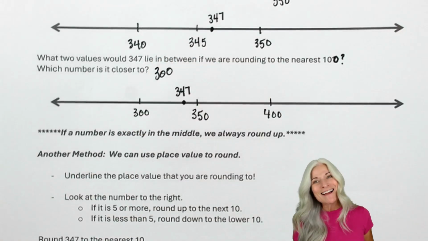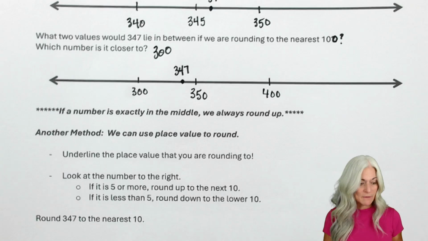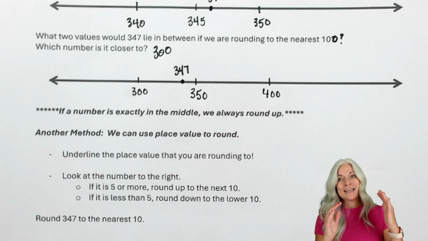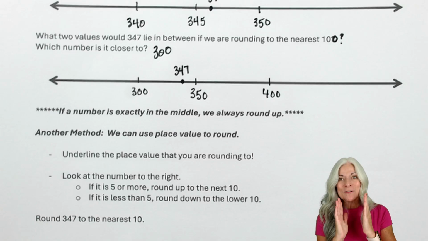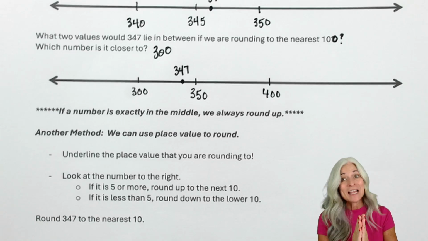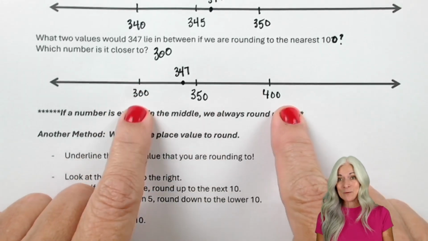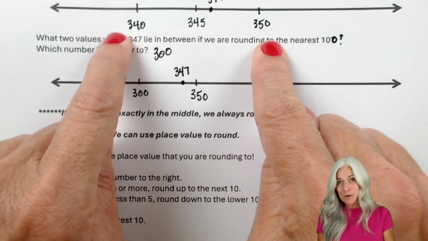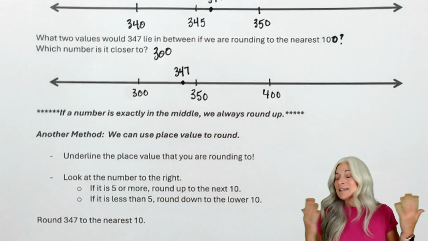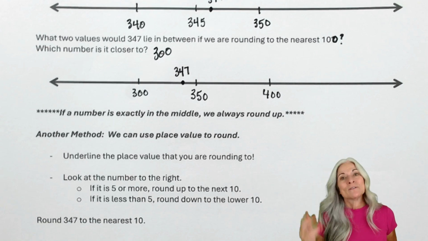Now, every once in a while, we have to have just a rule that we know in math. And that rule is: what do we do if the number is exactly in the middle? It's not closer to either one. 350 is the same distance to 300 and 400. 345 is the same distance. The rule is we always round up.